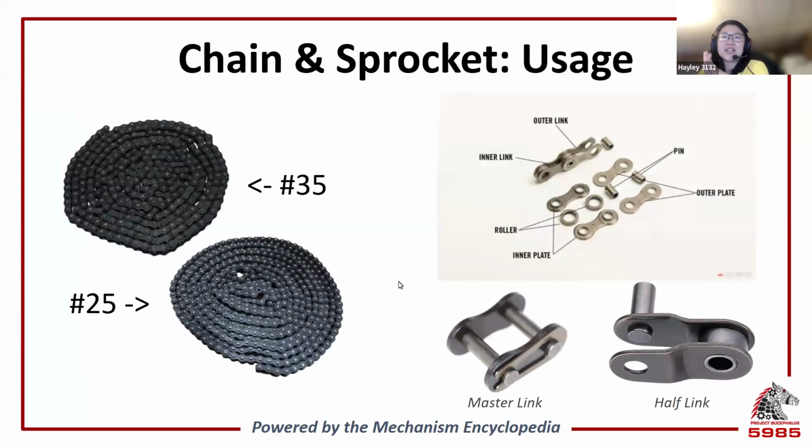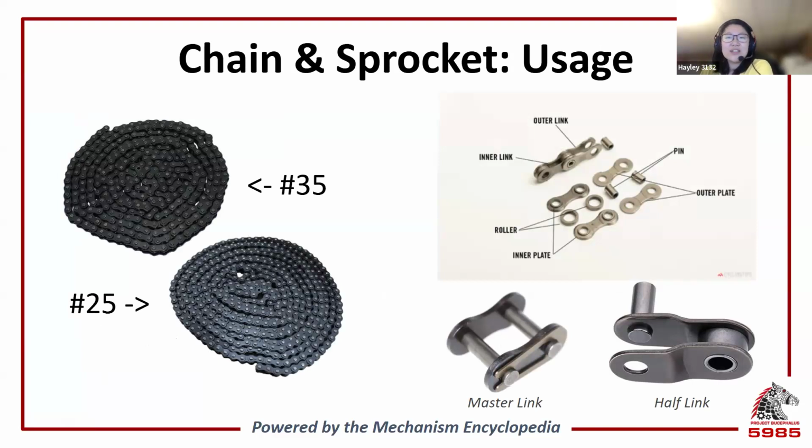There's two main types of chain that are used in FRC. There's number 25 and number 35 chain, depending on how large each link is. Number 25 is lighter, but it will stretch under lighter loads compared to the 35 chain, which is super heavy but also super strong.